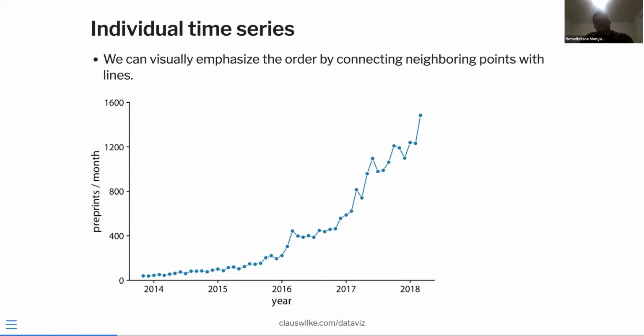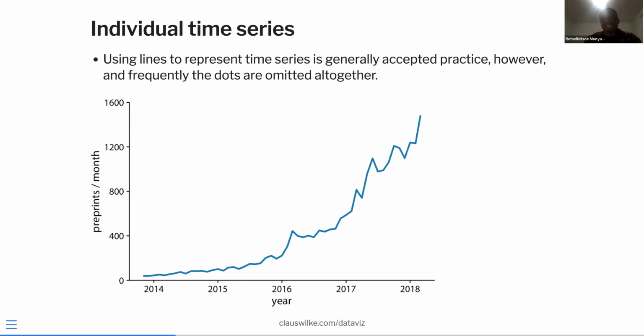So he says here we can visually emphasize the order by connecting the neighboring points, and I am pleased to tell everybody that this is called a line graph. He also says that you can literally just remove the dots and just keep the line as it is.